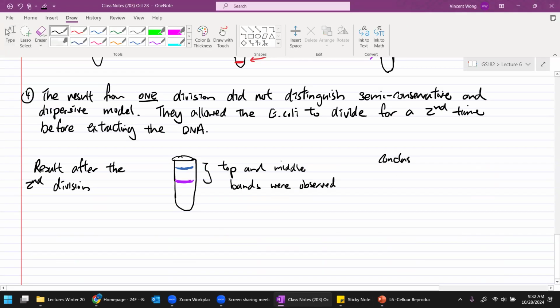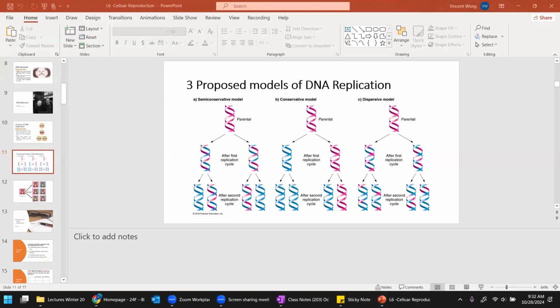Conclusion. Semi-conservative is the correct model. Sorry, let me just copy this over for your notes as well.